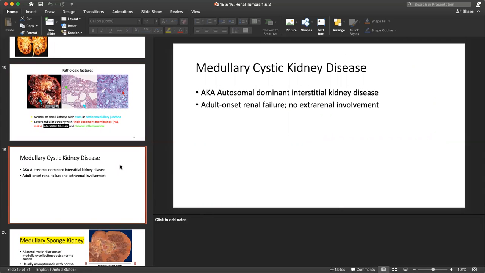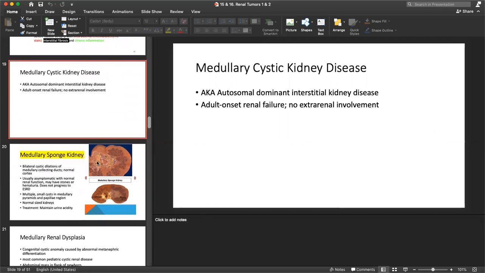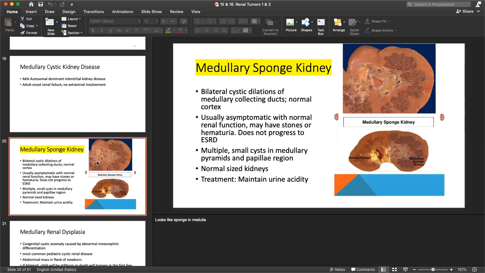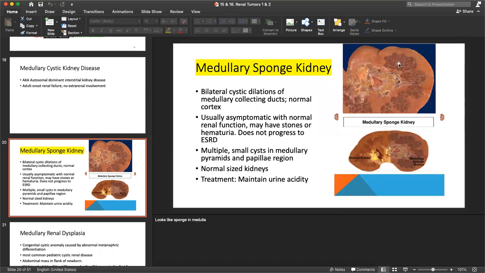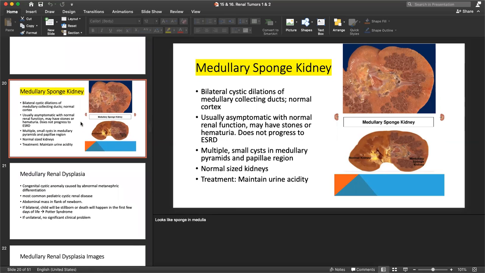Okay, medullary cystic kidney disease is also autosomal dominant interstitial kidney disease. So medullary sponge kidney, they literally look like sponges, I think. Like if you looked at a sponge, it looks pretty much just like that. So I would make sure I know this one. It's got cystic dilations of the collecting ducts. And usually it's asymptomatic, but they could have stones or hematuria. The size of the kidneys is going to be really normal.